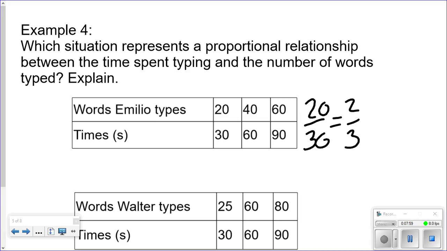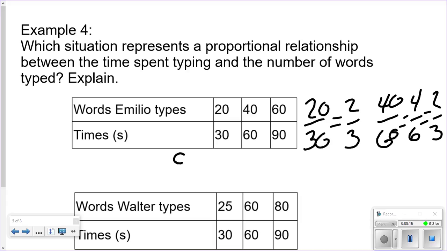2/3. If you were to take 40 over 60, once again, you're going to divide by 10. You get 4 over 6. You can divide by 2, and you could get 2/3. So far, we're good. We need one more. The last one is 60 over 90. Divide by 10, you get 6 over 9. Now you can divide by 3. 6 divided by 3 is 2. 9 divided by 3 is 3. So this would be a proportional relationship because all of their rates simplify to 2/3.